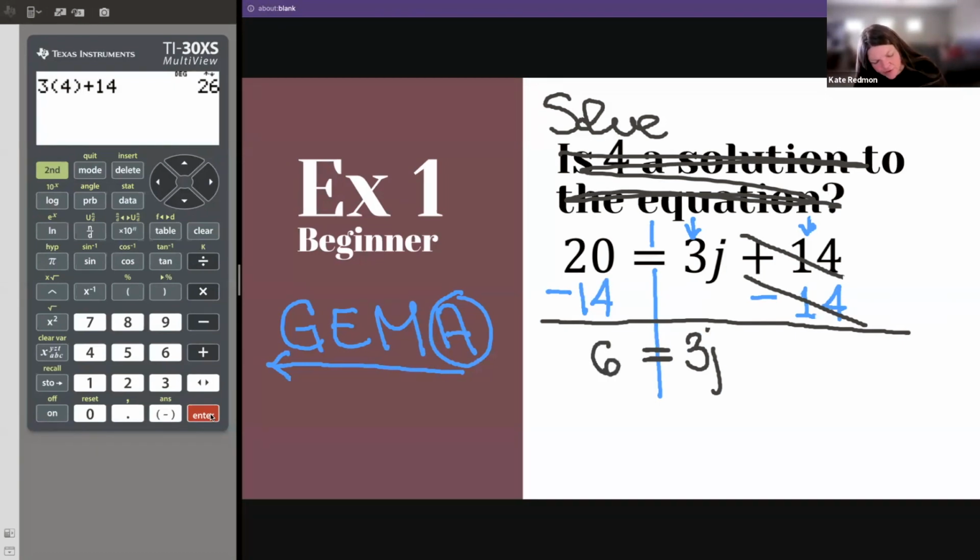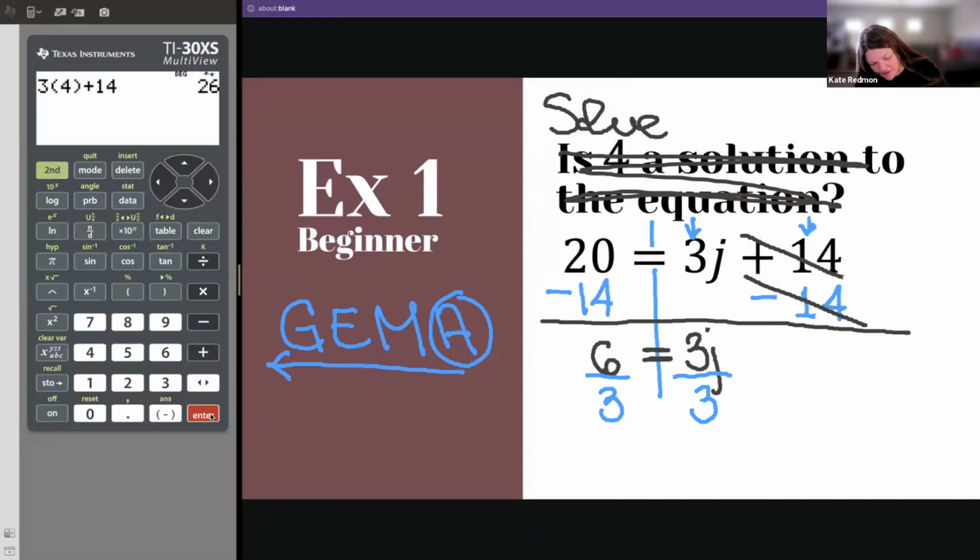And now, unlike with the problems we were doing before, we're not done yet. Why? J's not alone. There's still a number with J, right? 3 is over here. So I've got to get rid of 3. But using what operation? Well, I got to do opposites. And what's 3 doing with J right now? Well, they're shoved together. They're multiplying. So I need to divide. And I can do whatever I want as long as I do the same operation with the same number to both sides so that I keep the left and the right-hand side equivalent.